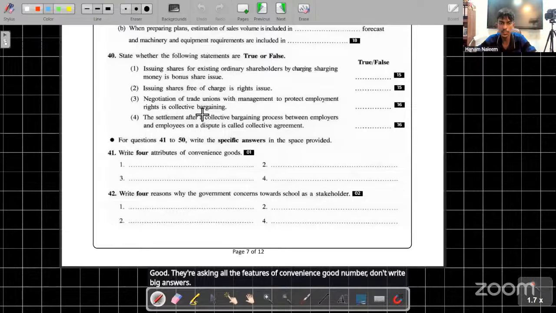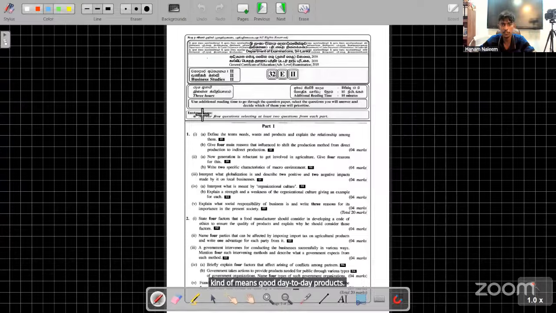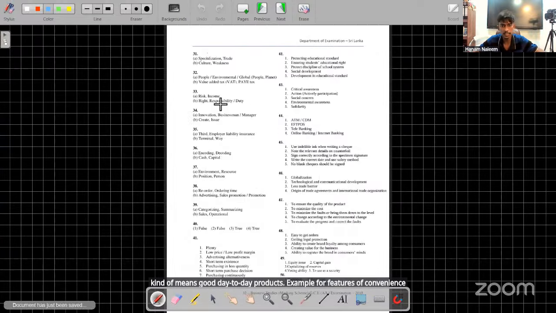Small answers only, you should write. Convenience goods are day-to-day products. Example for features of convenience good. Here you have the answers.